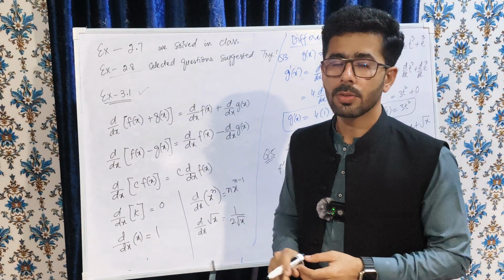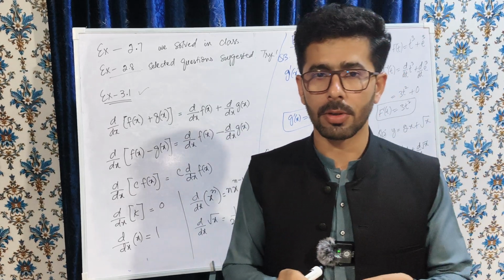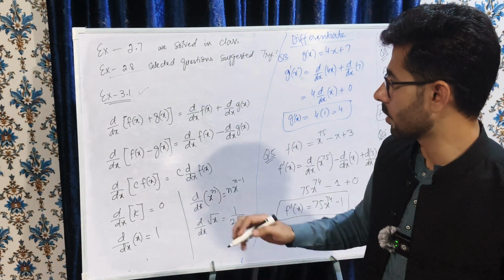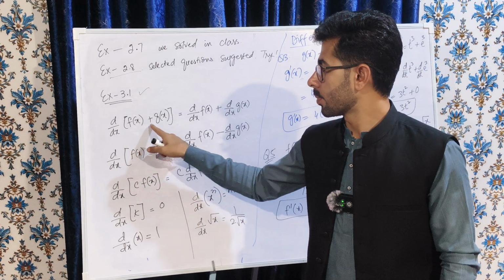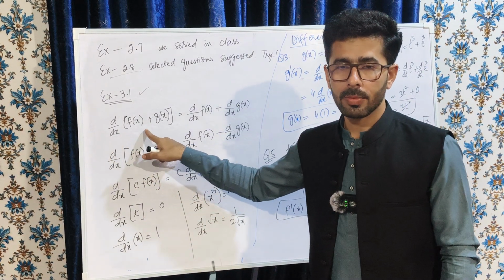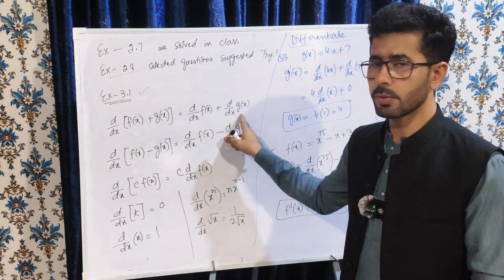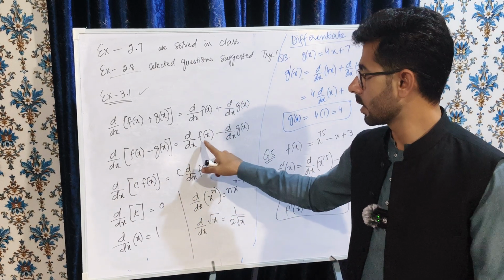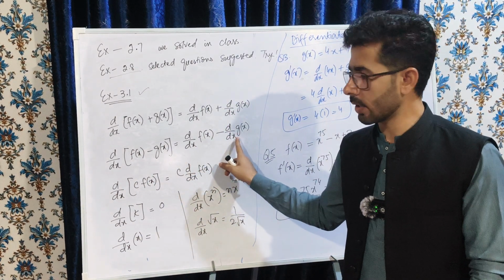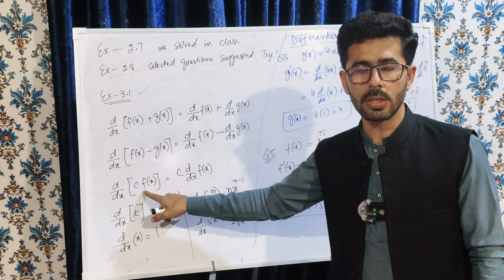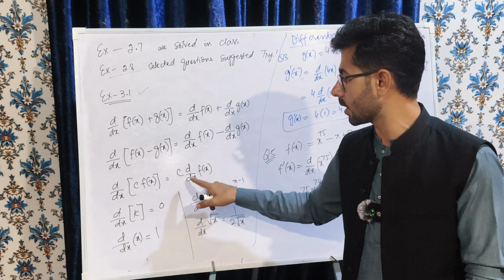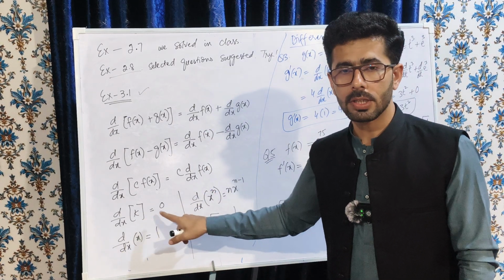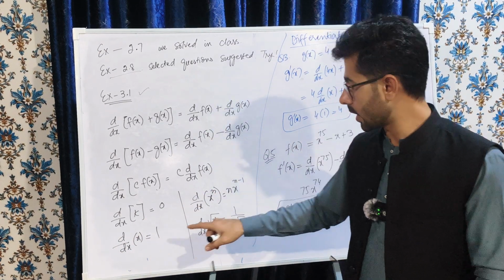For exercise 3.1, we covered some of the properties of derivative or differentiation that we do. We said that if you find the derivative of a sum, it will be the sum of two derivatives, or if you find the derivative of a difference, it should be the difference of two derivatives. The derivative of a constant multiplied with a function should be the constant multiplied with the derivative of the function. Derivative of a constant is 0, derivative of x is 1.